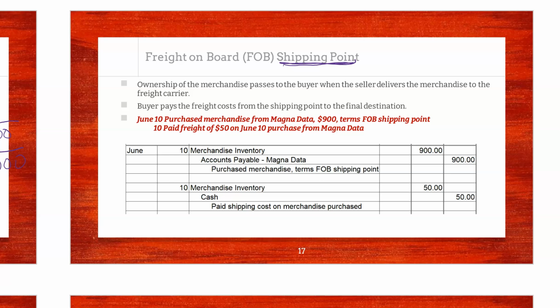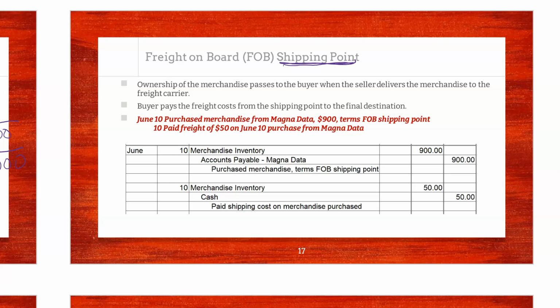Okay? Shipping is part of our inventory. It's part of the merchandise inventory costs. So therefore, it's going to go to the merchandise inventory account as a debit. It's going to increase. Okay? Because that's basically how much money we've spent on our stock.